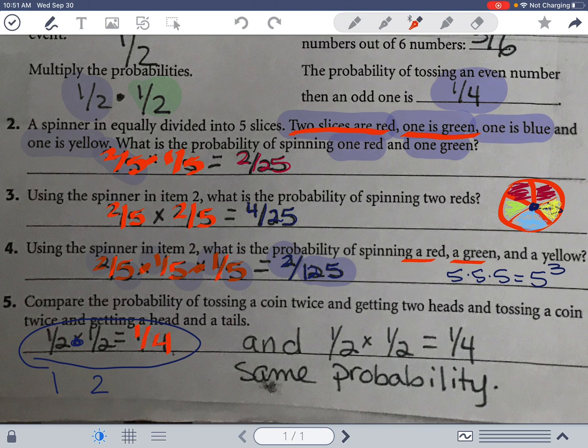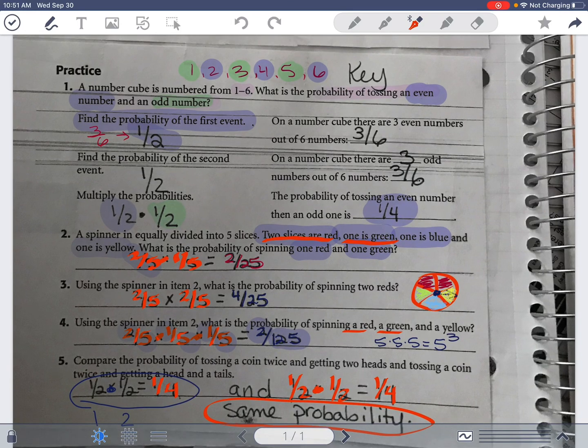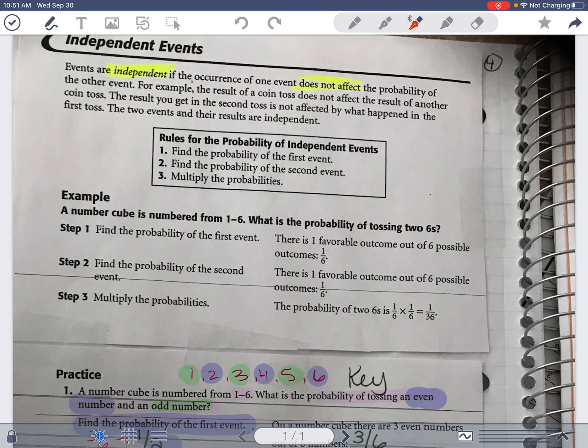Now we're going to compare that to tossing that coin and getting a heads the first time, 1 out of 2, and a tails the second time, 1 out of 2. We multiply them, it's also 1/4. So really the probability is the same. These are all examples of independent events. Okay, independent events. So I hope this video helps explain independent events for you guys.